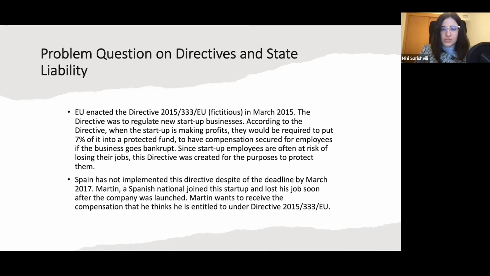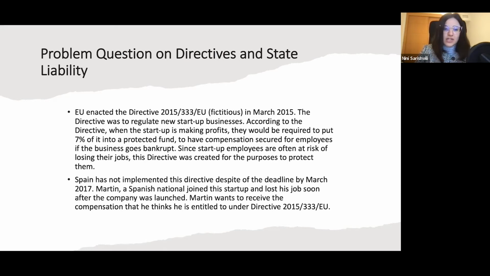The directive was to regulate new startup businesses. According to the directive, when the startup is making profits, they would be required to put 7% of it into a protected fund to have compensation secured for employees if the business goes bankrupt. Since startup employees are often at risk of losing their jobs, the directive was created for the purposes to protect them. Spain has not implemented this directive despite the deadline by March 2017.